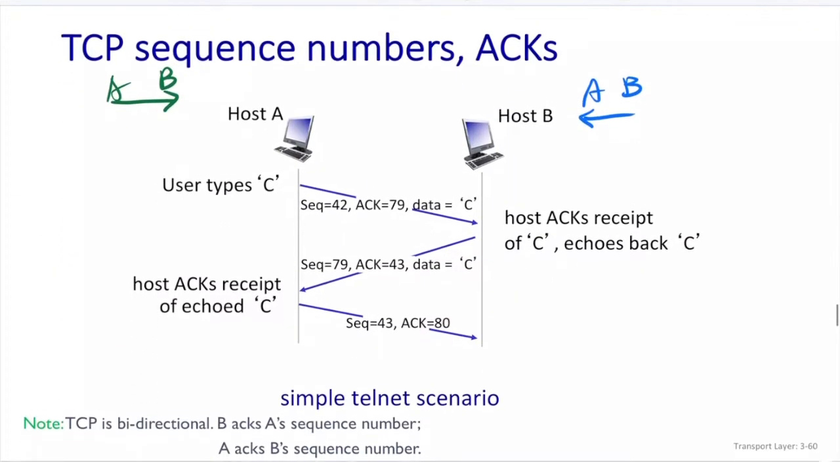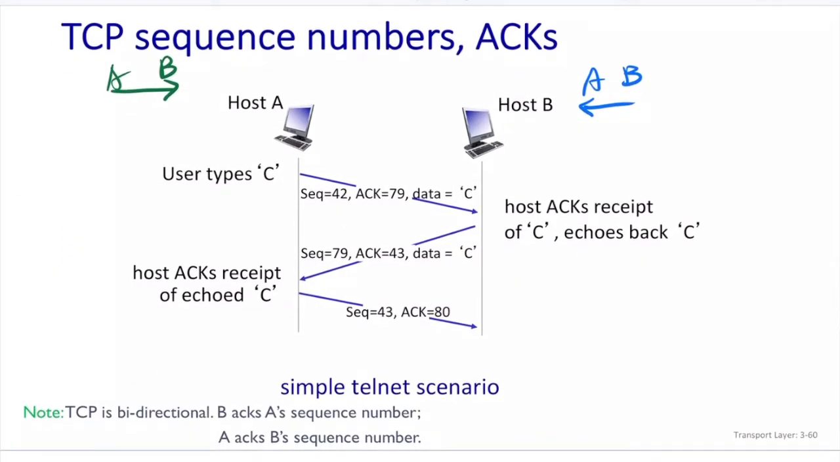So let's take a look at this specific example. Supposedly we have a TCP connection between A and B. A would like to send a certain message to B, and B would like to send a message from B to A as well, okay? So first we take a look at this one. That is the first packet A sent to B.